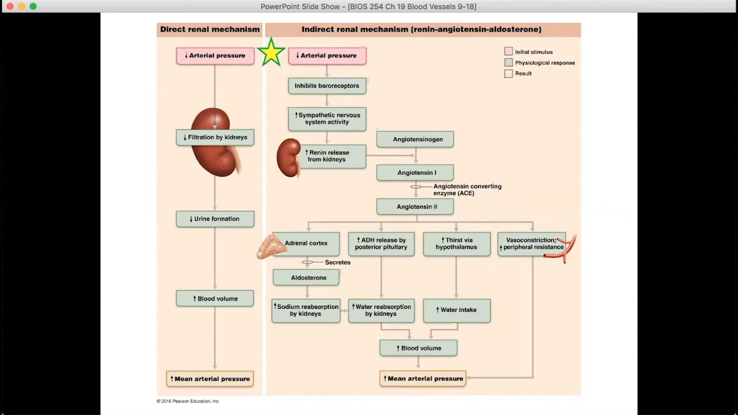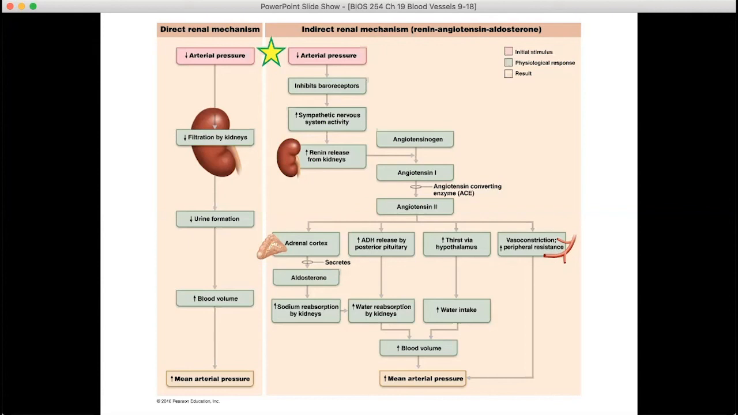So what we're going to look at here is a drop in blood pressure. Recall that a drop in blood pressure causes the kidneys to release renin. Renin, in response, will function as an enzyme to convert angiotensinogen into angiotensin I. Angiotensin I then is converted into angiotensin II by the enzyme called ACE, angiotensin converting enzyme. Next, you'll see all of the actions of angiotensin II.